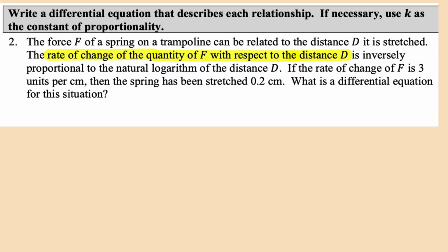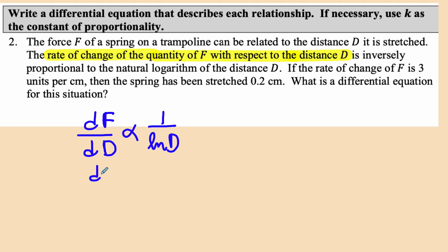Let's take a look at this next problem. Again, we want to write a differential equation, and this part says the rate of change of the force with respect to the distance that the spring can open is inversely proportional, so it's 1 over, and it's proportional to the natural log of d. To change this into an equation, we have to introduce the constant of proportionality, which is k. So I'll put the k in the numerator. And then this will be the natural log of d.